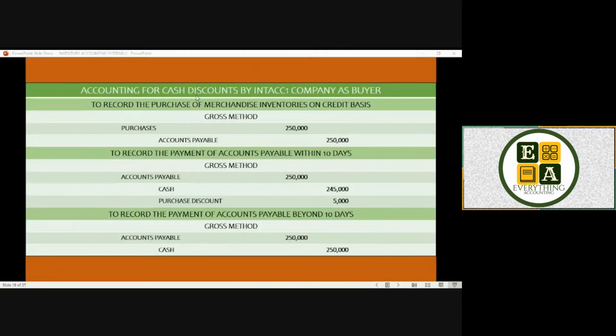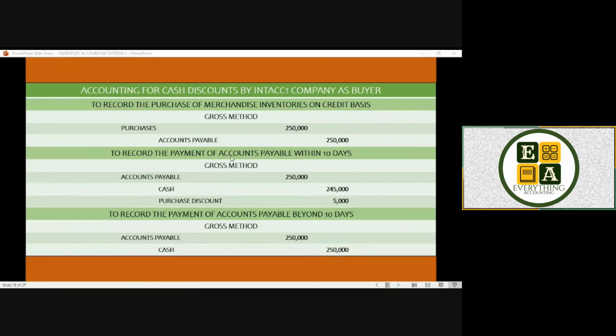So, accounting for cash discounts by Takwan Company as buyer. So, as buyer tayo dito to record the purchase of merchandise inventories on credit basis. So, at the moment of purchase, debit tayo ng purchases, credit tayo ng accounts payable. Gross method, 250,000 natin yan. Wala pang bawas ng discount.